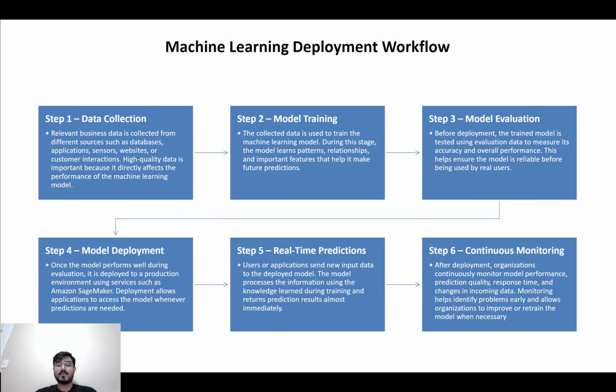Organizations collect data from many different places such as websites, mobile applications, business databases, customer purchases, medical records, or sensors. The better the quality of the data, the better the machine learning model can learn. After collecting the data, the next step is model training. During training, the machine learning model studies the data and looks for patterns. For example, if we are creating a model to recognize spam emails, the model learns the difference between normal emails and spam emails by studying thousands of examples.